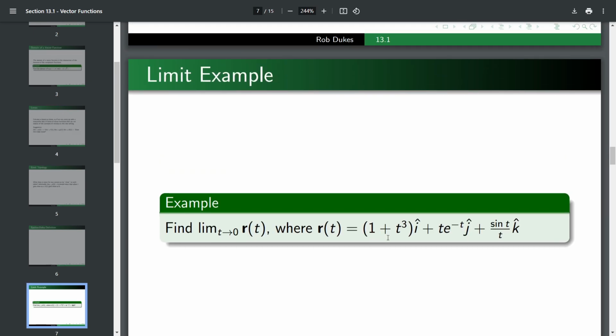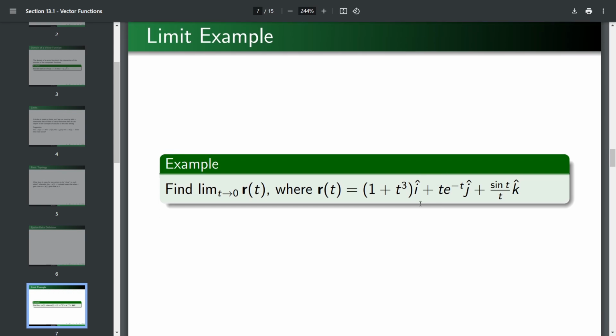So, now that we know that, now that we are confident that we can just break limits up into pieces, we can charge full steam ahead at recreating all of calculus in a three-dimensional space. So, find the limit as t goes to 0 of r of t, where r of t is 1 plus t cubed i plus t e to the minus t j plus sine t over t k. Well, we just have to do the limits individually. The limit as t goes to 0 of r of t is, let's do ijk.